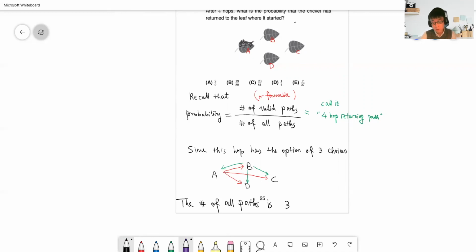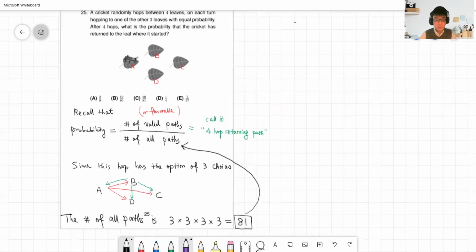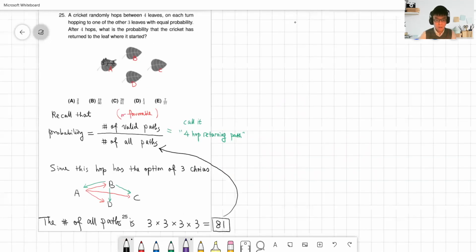Three, because the first hop, there are 3 choices, times 3. The second hop still has 3 choices. The third hop, 3. The last hop, we still have 3 choices. Totally, there are 81 different paths. This corresponds to the number of all paths. That is the number in the denominator. Next, we need to find the number in the numerator. That is the number of valid paths.